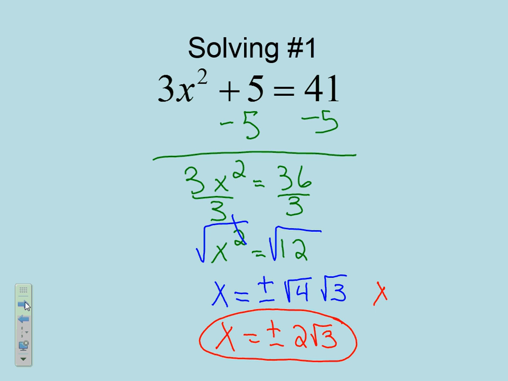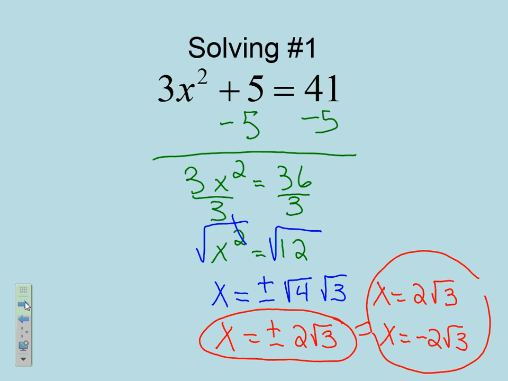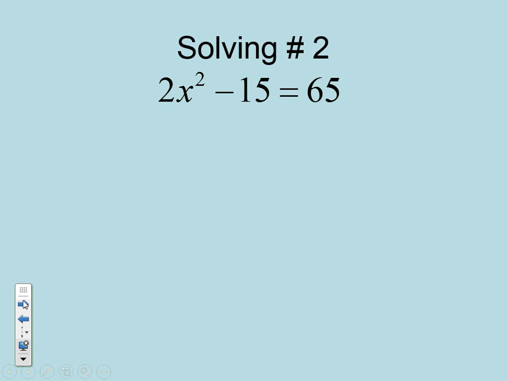One answer is x equals 2 square roots of 3. The other answer is x equals negative 2 square roots of 3. So this and this are the same thing. Okay, we have 2 answers. You can write it either way. Moving on, example number 2. First thing we have to do here, add 15 to both sides.